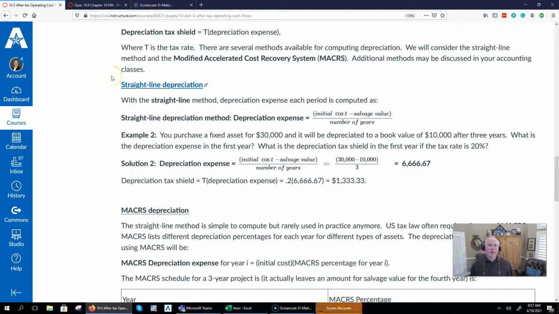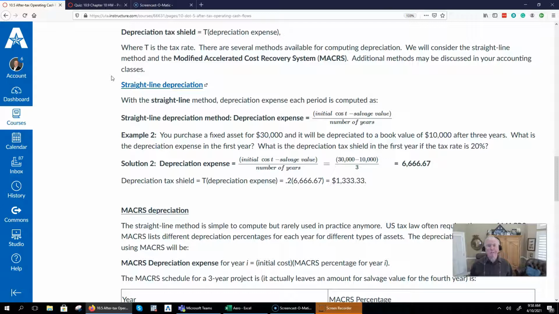Hello Mavericks. In our Q&A session covering Module 5, we discussed the homework problems out of Chapter 10, and one of those problems involved a calculation of depreciation. We have two ways of calculating depreciation: straight line and the MACRS, or modified accelerated cost recovery schedule.